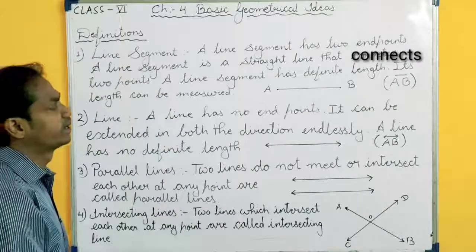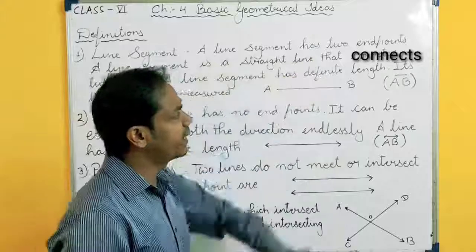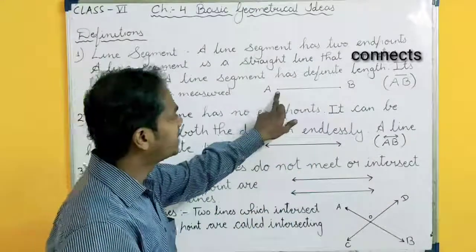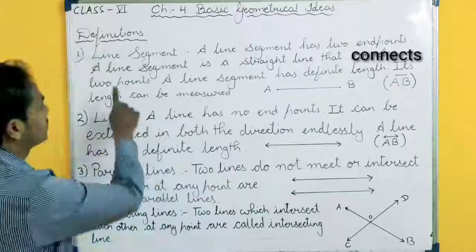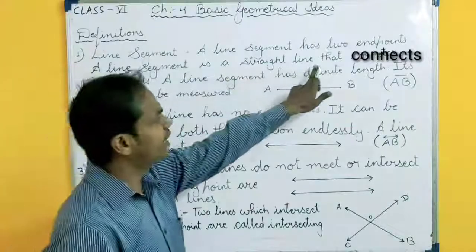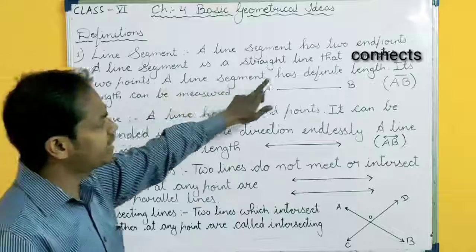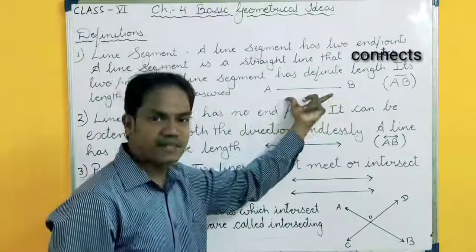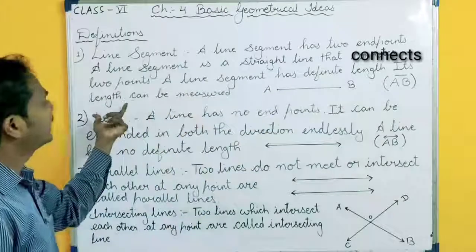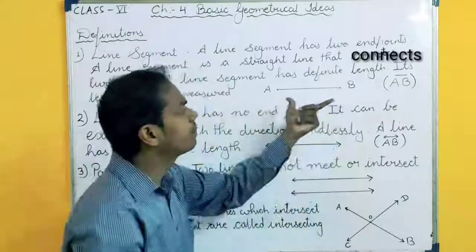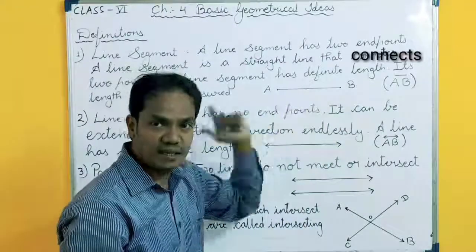What is a line segment? A line segment has two endpoints. You can see in the example also. A line segment is a straight line that connects two points. A line segment has definite length. Its length is fixed. Its length can be measured. With the help of your ruler, you can measure the length of the line segment.